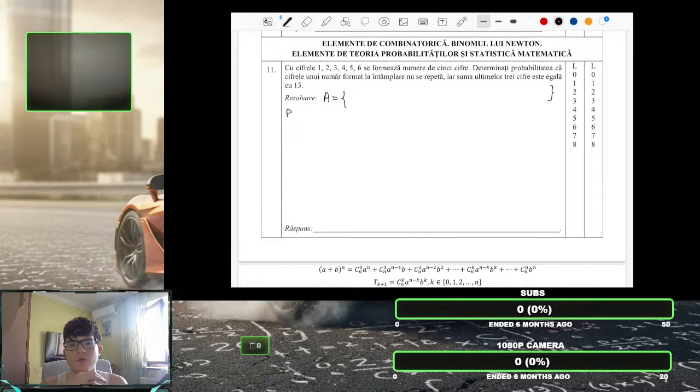Obviously, we need the total number of cases and favorable cases. So, thinking about the total number of cases. You form a 5-digit number with 6 numbers, so it should be C(6,5).